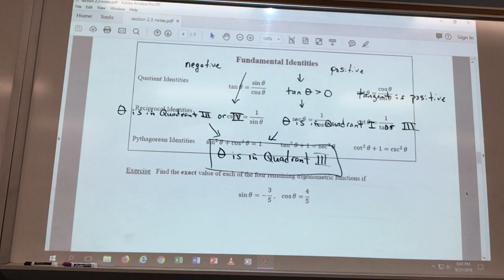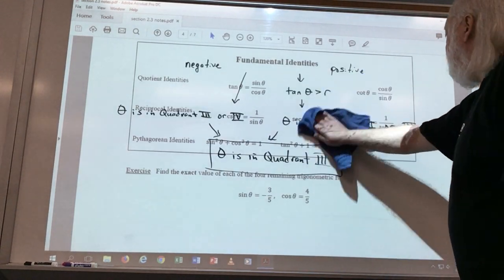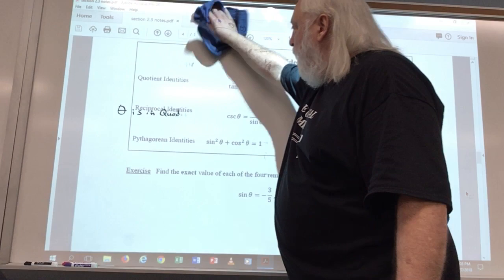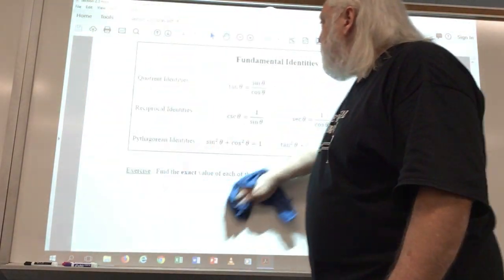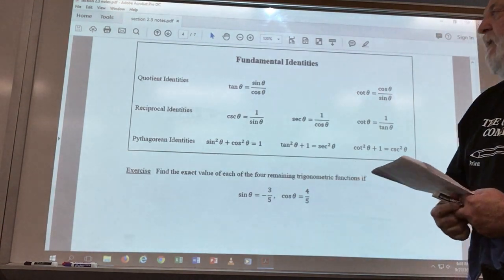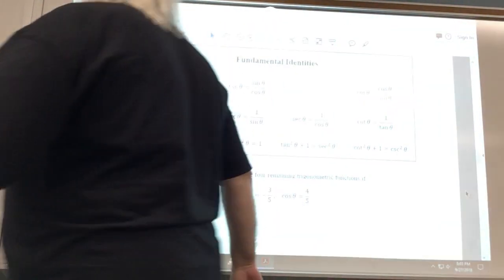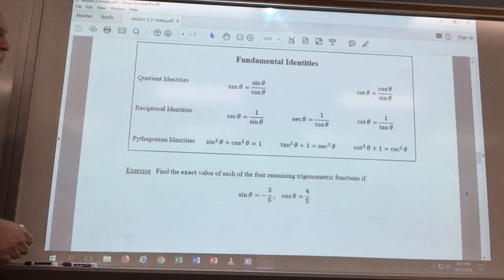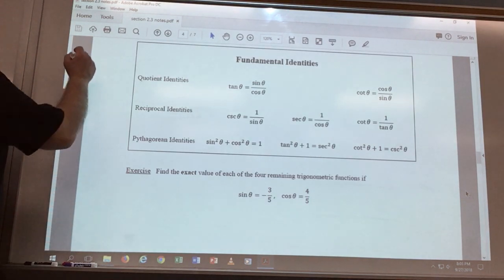These have to be memorized for the exam. There's no formula sheet on exam 1. All formulas must be memorized. Okay? So we have what are called fundamental identities, and all of these identities can be derived from the definition of the 6 trigonometric functions.